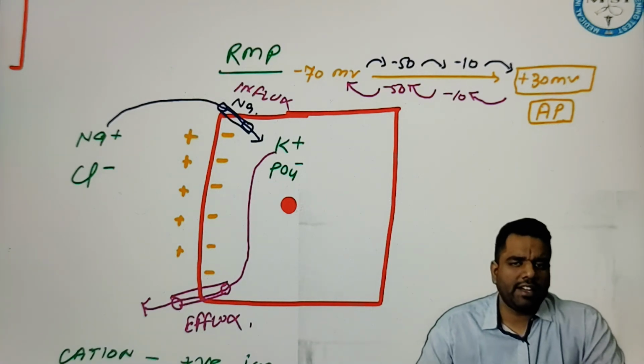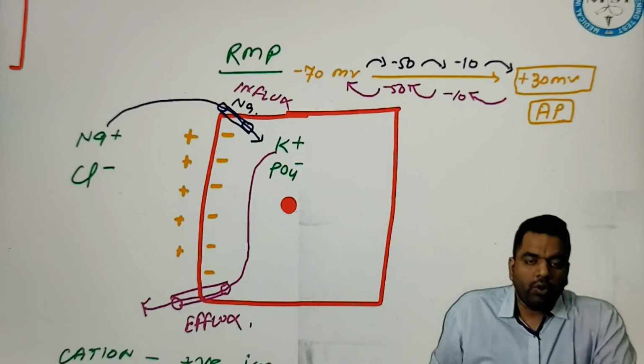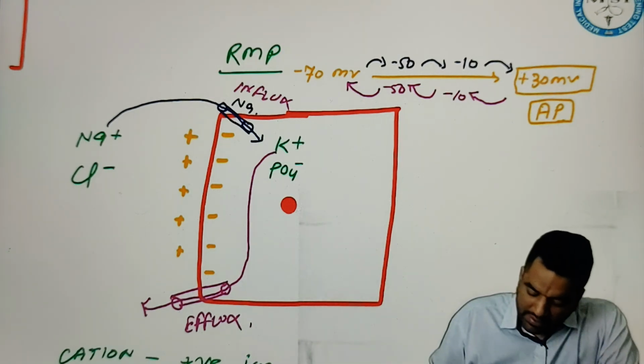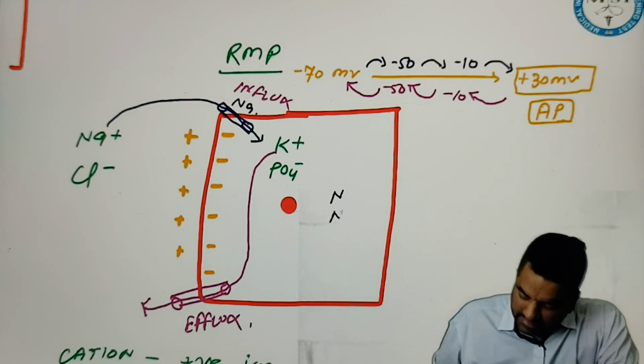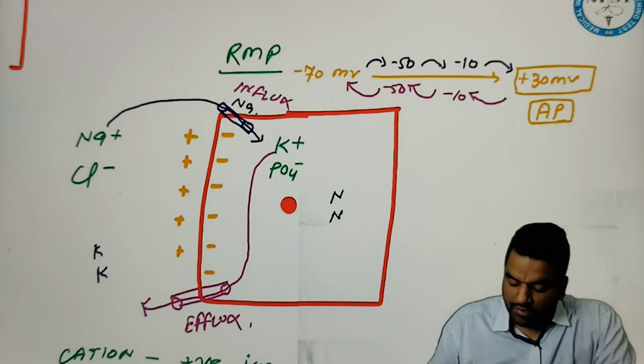But now the thing is that due to this generation of electricity, some of the sodium is trapped inside, and some of the potassium went outside. We know normally where the potassium should live: potassium should live inside the cell. Where should the sodium live? Outside the cell. So what happens? The sodium which is trapped inside, we need to send it outside, and whatever potassium is trapped outside, we need to send it back inside.